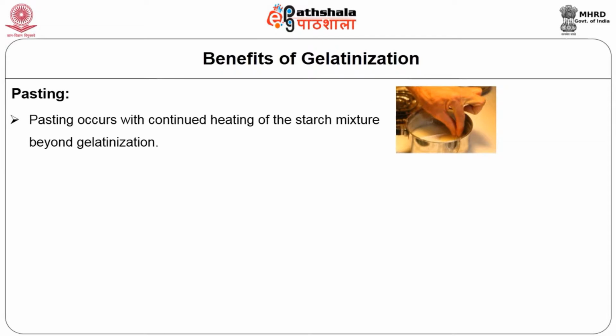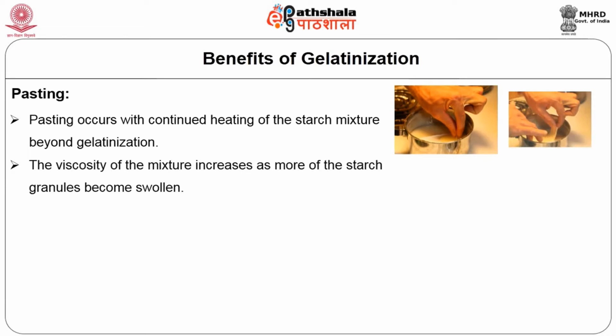Pasting occurs with continued heating of the starch mixture beyond gelatinization. Students, if you recall, we said gelatinization is a process by which the starch granules take up water, absorb, they swell. When the heat is there, they sometimes even break, and therefore a gel like matrix is formed. Now, we are talking about pasting, which is heating the same starch mixture, but beyond the temperature of gelatinization, just more than 85 degrees centigrade.